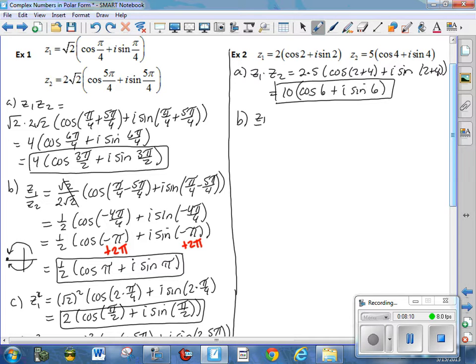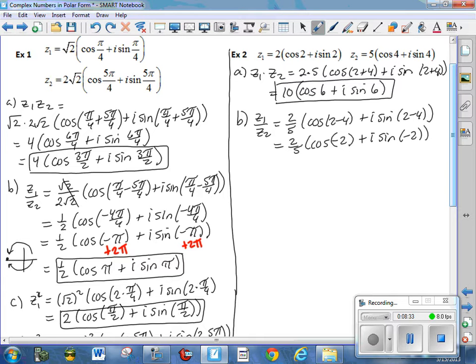B, divide. z1 divided by z2. 2 divided by 5. Cosine of 2 minus 4 plus I sine of 2 minus 4, which is 2/5 cosine negative 2 plus I sine of negative 2. But wait, negative 2 is not between 0 and 2 pi, so I have to add 2 pi plus 2 pi. And I could get out my calculator and do this, or I could think, 2 pi is approximately 6.28. So if I add 6.28 to negative 2, I get 4.28.